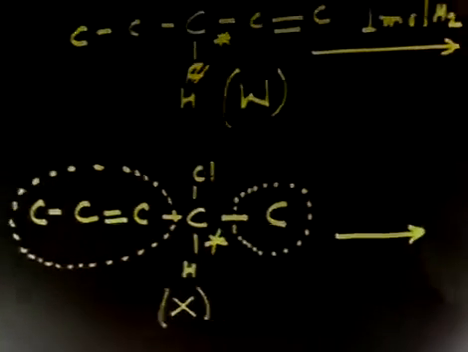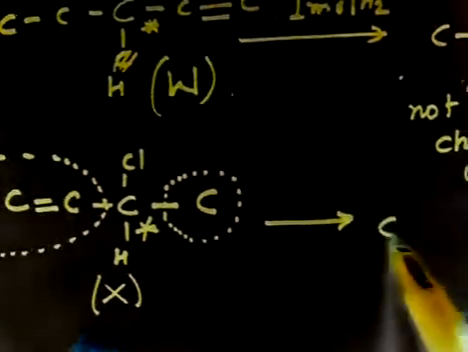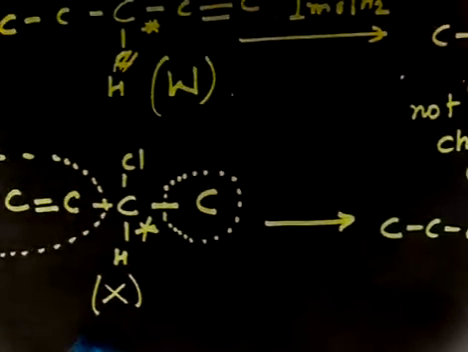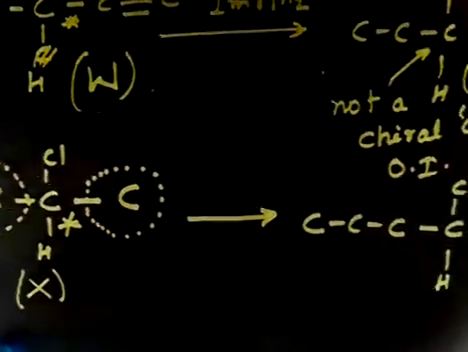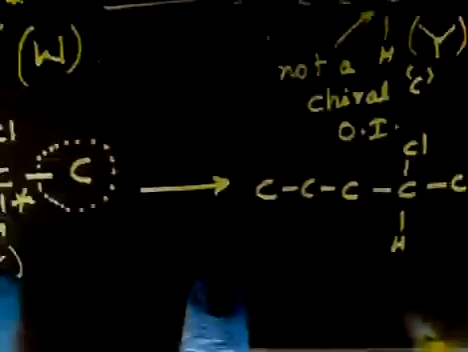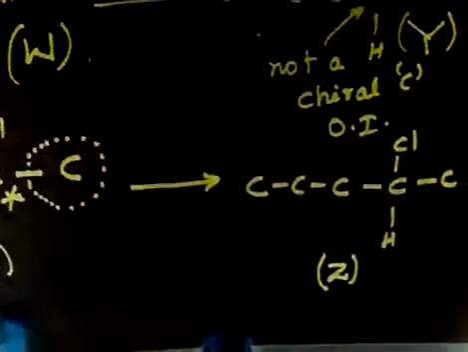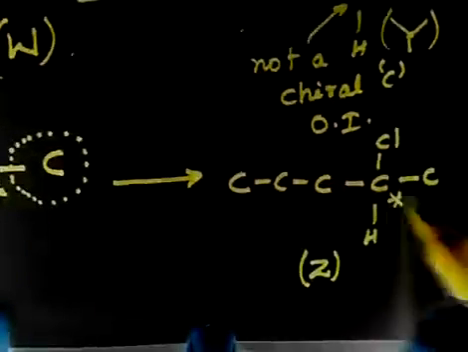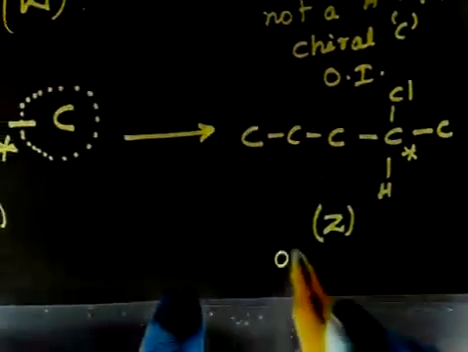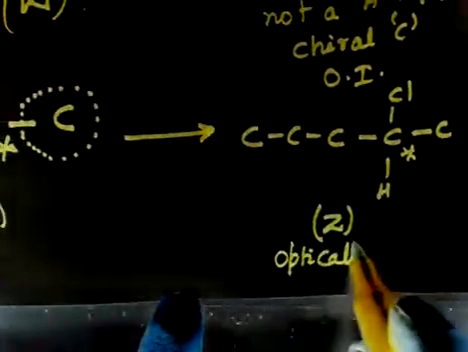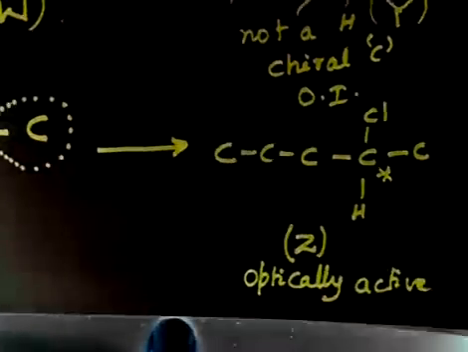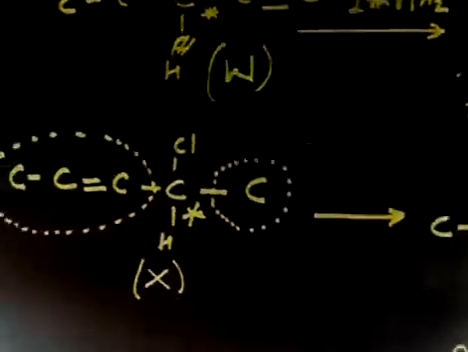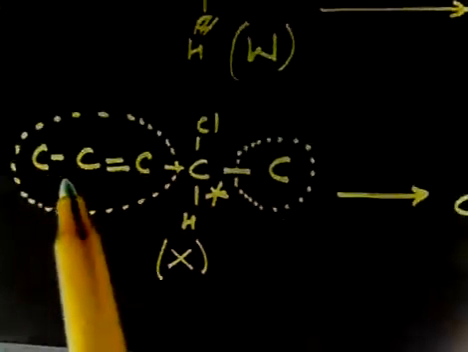And if you do hydrogenation, you will have C, Cl, hydrogen and carbon. So this is your compound after the addition of 1 mole of hydrogen. This is compound Z, and that is optically active because this carbon is still a chiral carbon. So this is optically active. You can also have a situation, so there are two possible structures of X. You can have a double bond here also.